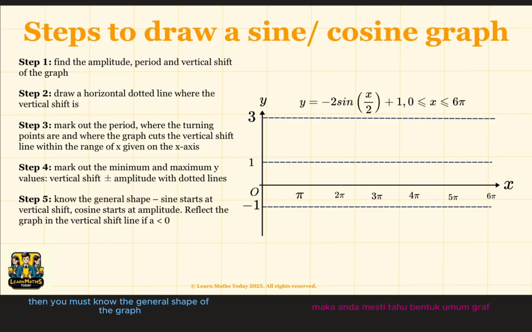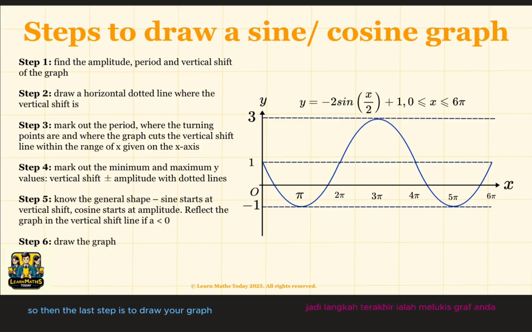Then you must know the general shape of the graph. So for sine, it starts at the vertical shift, and then cosine actually starts at the amplitude. And then remember, if your a value, which is the coefficient in front of the trigo function, is negative, you would need to reflect the graph in the vertical shift line if needed. So then the last step is to draw your graph.